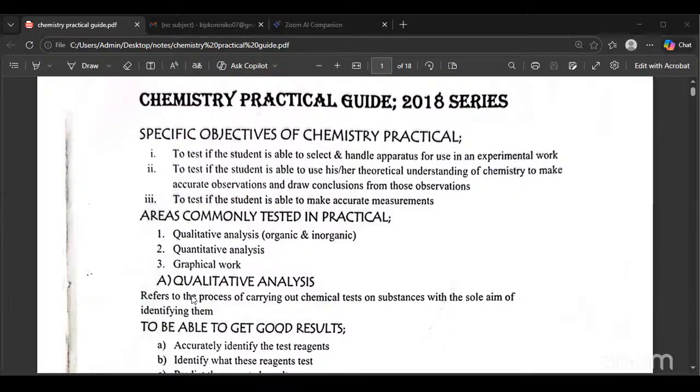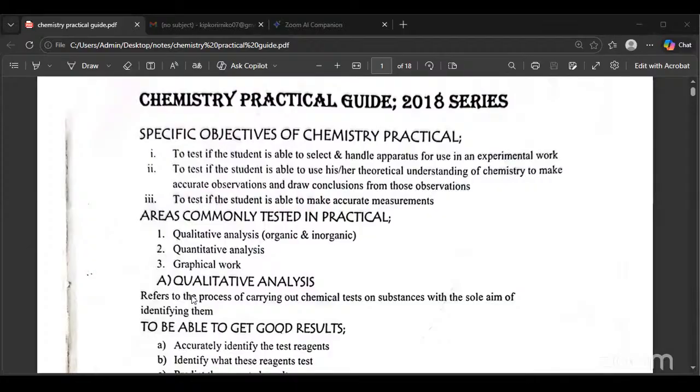It's still the same thing. So that is why I have not changed it. Yes. So the common areas that are tested are still the same. So that is why bado inaandikwa a guide of 2018 series. Yeah. So, but there is no problem.